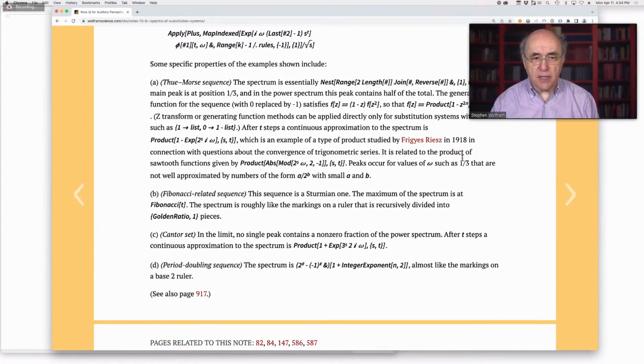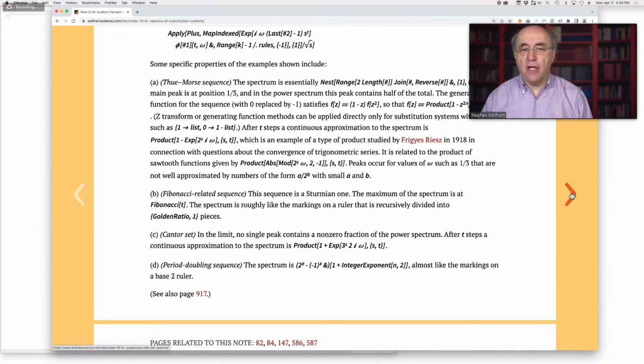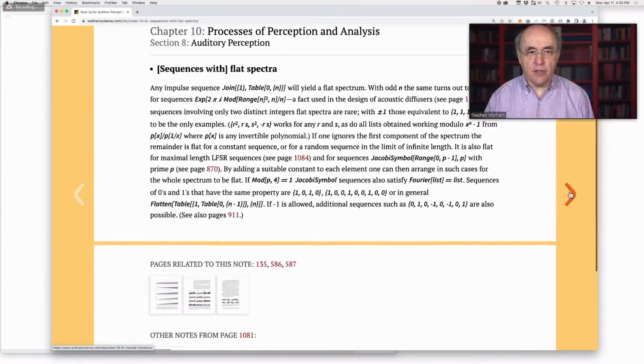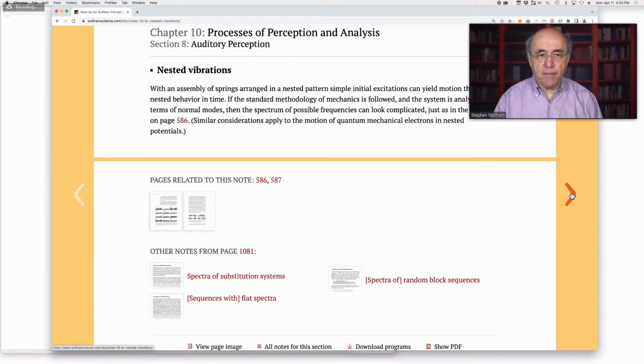It's one of those things that's kind of just on the edge of being reachable by traditional mathematical methods, just on the edge of computational reducibility, but still very difficult to do. I talk about sequences of flat spectra. Sometimes these are used for diffusers. You see these weird shaped diffusers in concert halls and things. These are usually set up to be these number theoretic functions that produce a flat frequency response.